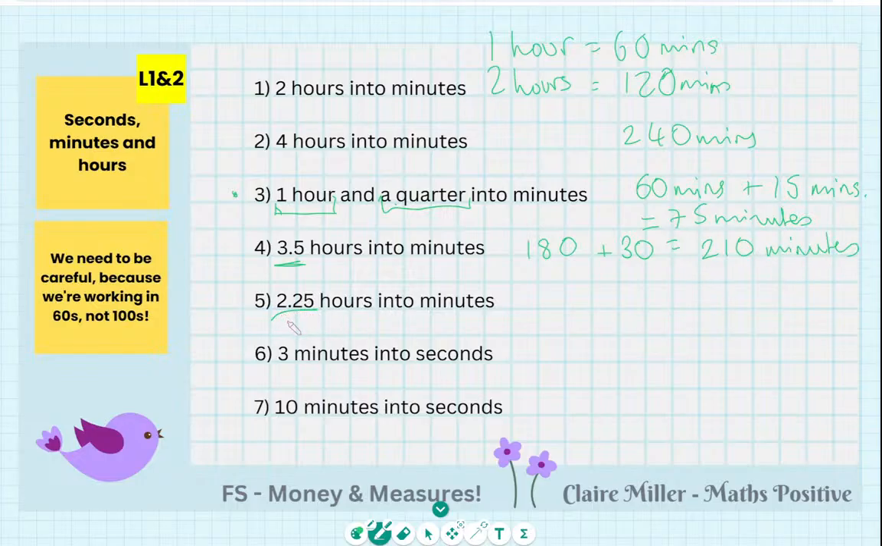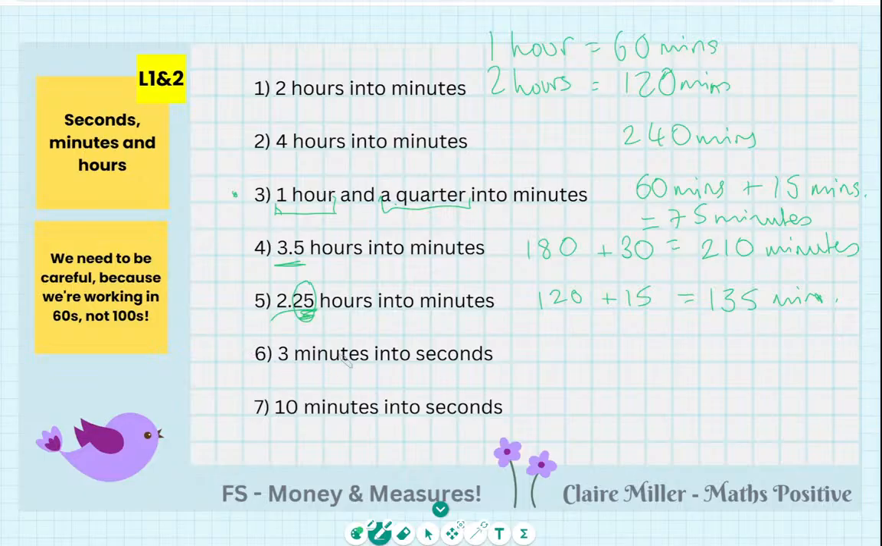What about this one? 2.25 hours into minutes. Well, that's 2 hours. That's 120 minutes, which we said earlier. And then this 0.25. The 0.25 bit is a quarter, isn't it? So a quarter of an hour. I'm going to think to myself, what's a quarter of an hour in minutes? It's 15 minutes. So that's where we get 135 minutes from.